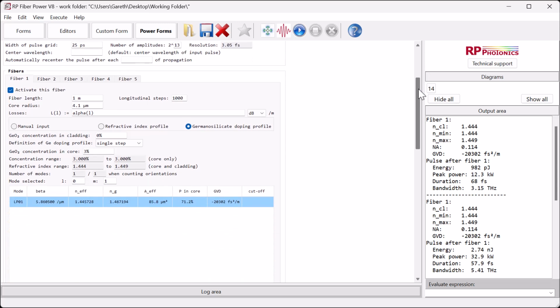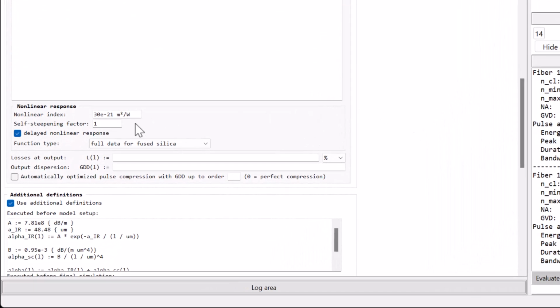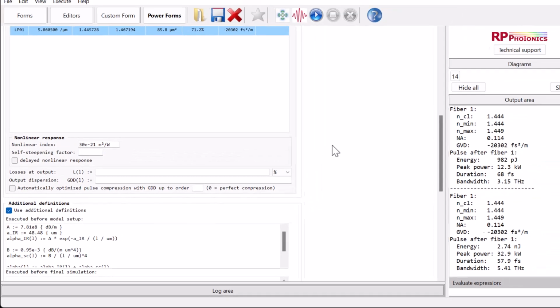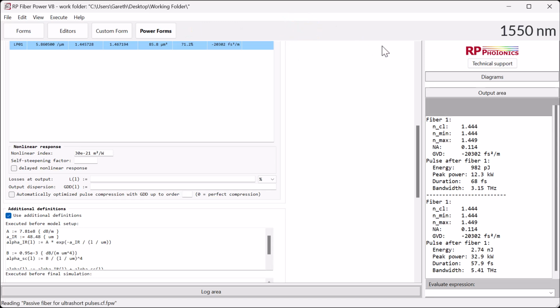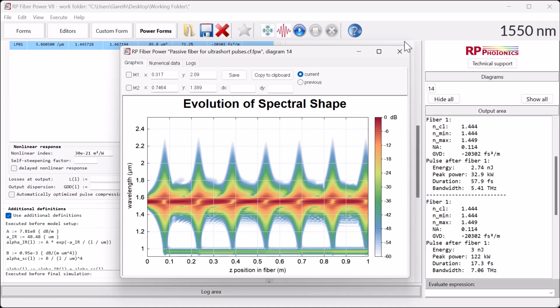To find which effect the spectral component comes from, we can turn off some of the different effects. Let's try the delayed nonlinear response and self-steepening. This flexibility is one of the great advantages of using numerical simulations. It's still there. Let's break down the processes involved.